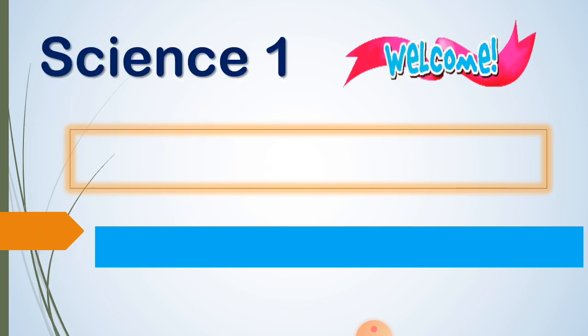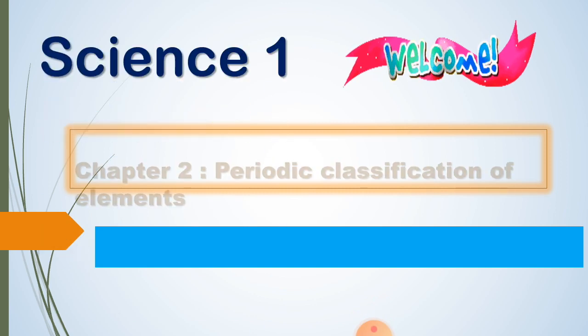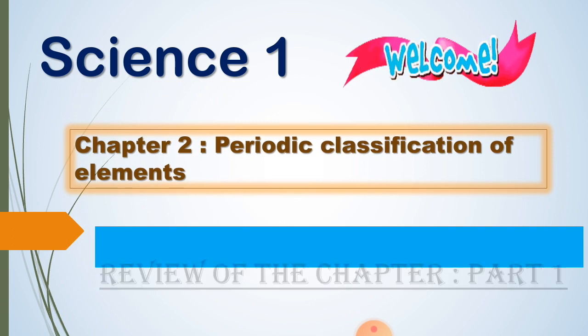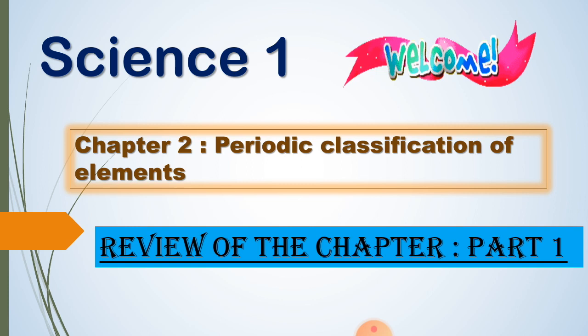So as we have completed our second chapter, that is periodic classification of elements, today we are going to revise this chapter, and this is part 1 of the revision of this chapter. There are 2 revision videos.